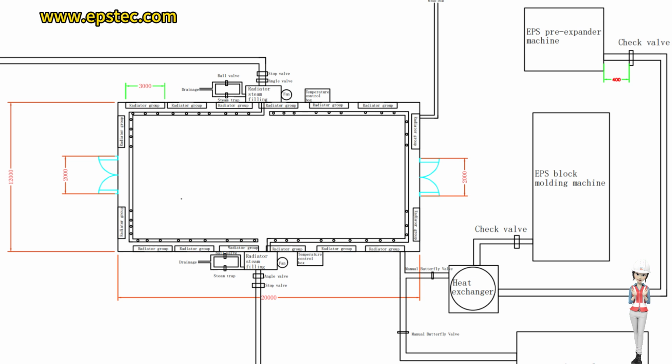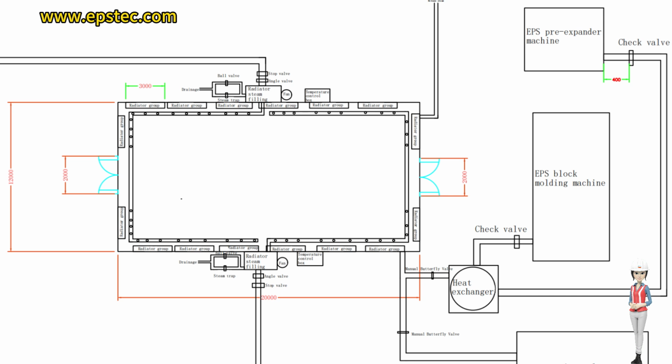1. Using exhaust steam to heat the drying room. Waste steam flows through pipes from the EPS pre-expanding and block molding machines into the heat exchanger. Check valves at the pipe connections prevent steam from flowing back into the machines, ensuring the waste steam reuse system operates reliably. The heat exchanger transfers thermal energy from the exhaust steam to heat radiators, which then heat the drying room. While this is the most energy-efficient method, it has one limitation.